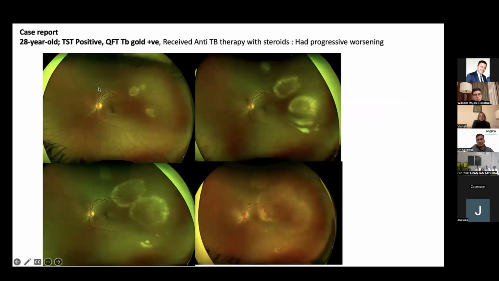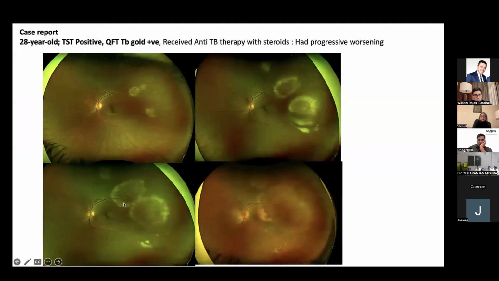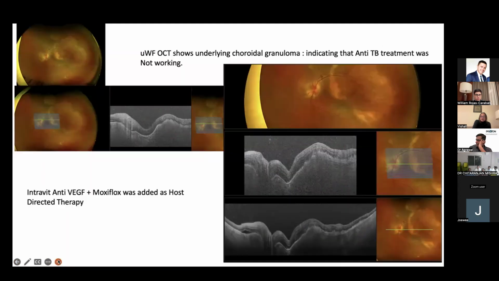Now, this is an example of a 28-year-old whose TB test positive, Quantiferon positive, receiving anti-TB drugs, and you can see the way the patient has started progressing. Paradoxical worsening, but really bad paradoxical worsening, which we were not able to control with systemic steroids. Now, when we do ultra wide field OCT, I will go back here. So till third picture, we were managing, but when he was lost to follow up, and when he came, his lesion here, you can see it has extended close to the fovea.